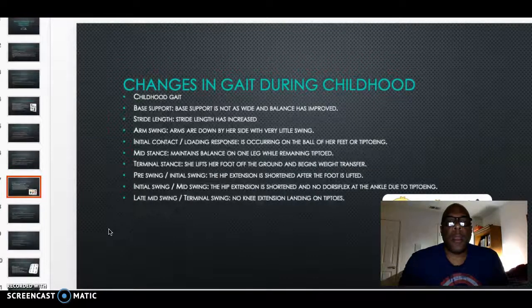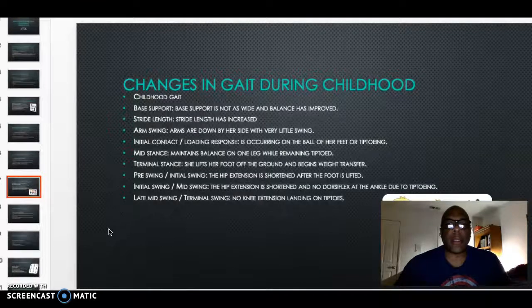Changes in gait during early childhood. The base of support is a little more narrow now. Obviously, the balance has improved. The stride length has increased. The arms are down by their side. In some cases, they'll have very little swing, but they still have their arms by their side.